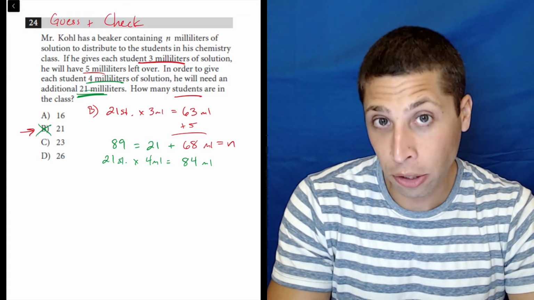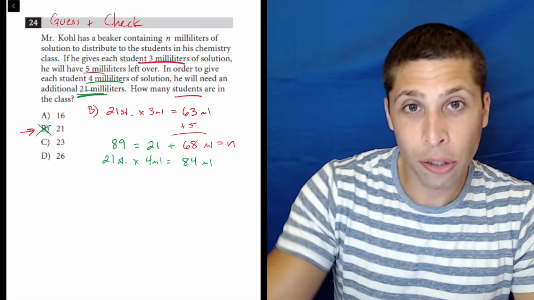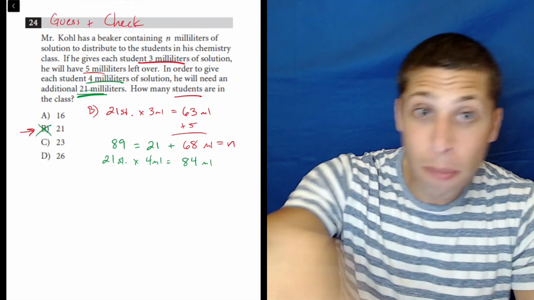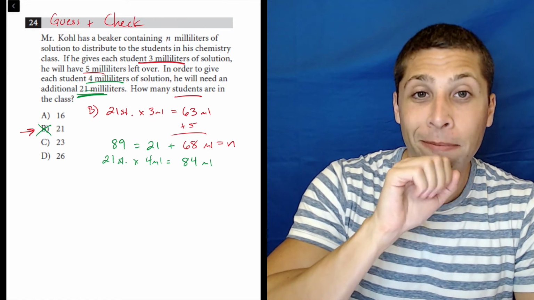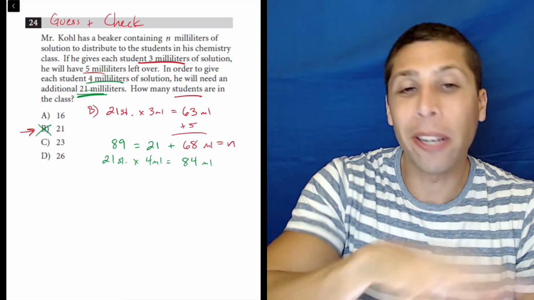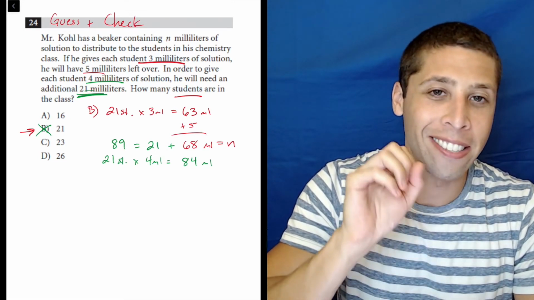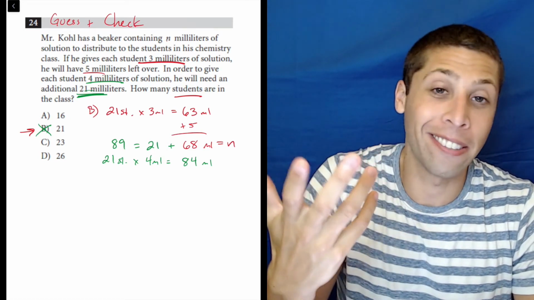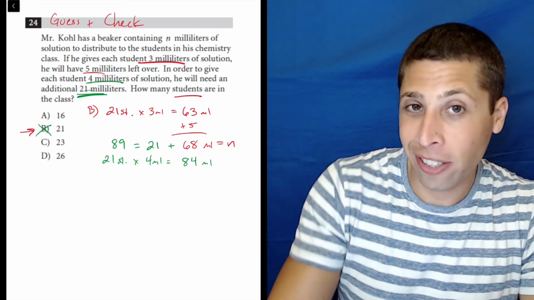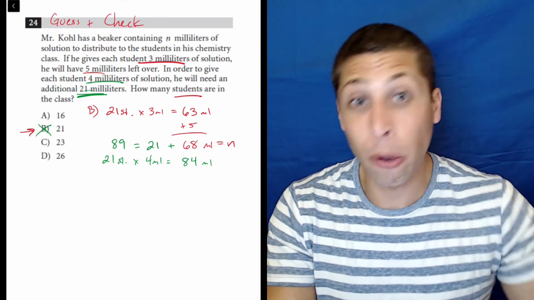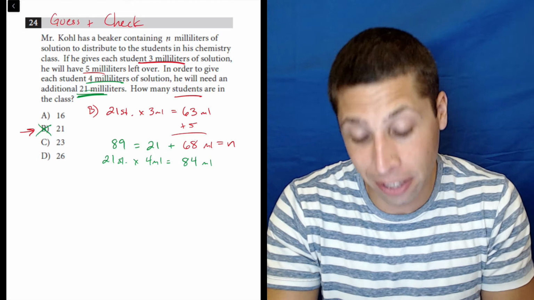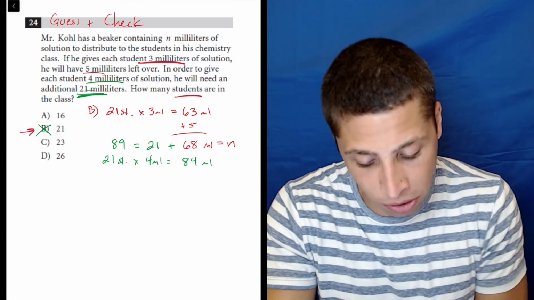Basically, what we want to do here is we want to have more students so that when we distribute the milliliters, more of it is going away because there's more students to distribute it to. If you guess wrong and go in the wrong direction, it's not the end of the world because you would realize that when those numbers don't work out and you would have to choose. So if you went towards A here, not a big deal, you'd figure it out. But we do really want to go towards C.